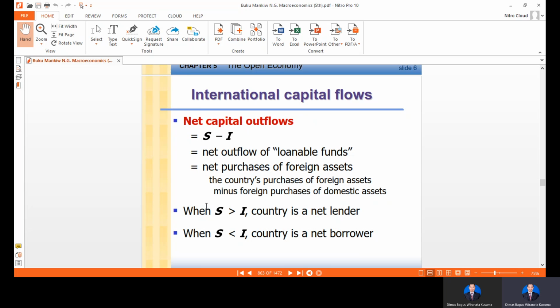So in relation to saving and investment, we have a simple equation. When S, saving, is more than investment, the country is a net lender. So saving is higher compared to investment, and the other way around, the country is a net borrower. In case the country is a net lender, it has a bigger amount of loanable funds and the ability to purchase foreign assets. And the other way around, if the country is a net borrower, it has less ability to loan funds to other countries, and it is also not able to purchase foreign assets.